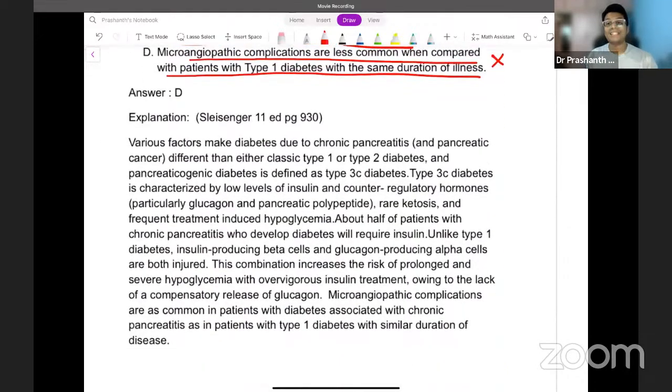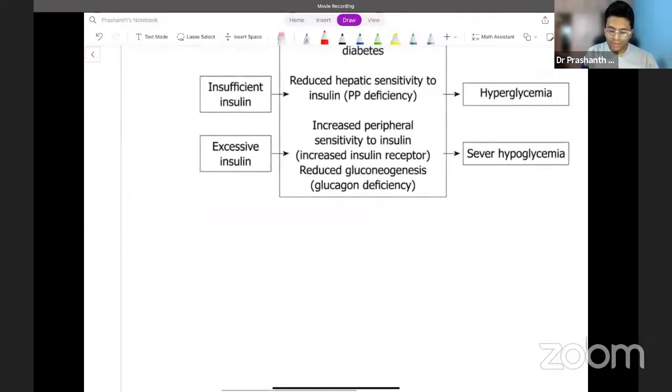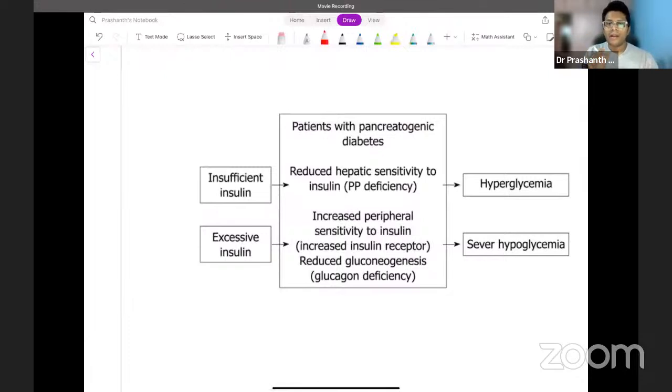Now let's see why, and let's know what some special features are. You know that in pancreatic diabetes, most of the hormones are less. Now, it is always better to know the pathogenesis, so I have just put up this small picture for you guys. In pancreatogenic diabetes, or what you call type 3C diabetes, there is reduced pancreatic polypeptide. Now, reduced pancreatic polypeptide causes reduced hepatic sensitivity to insulin. So, when there is reduced sensitivity to insulin, that is from the hepatocyte perspective, insufficient insulin can lead to hyperglycemia.